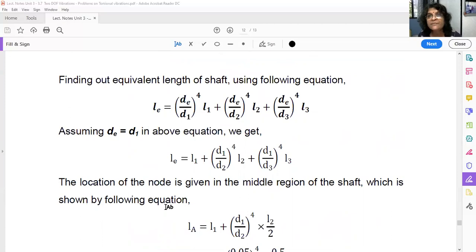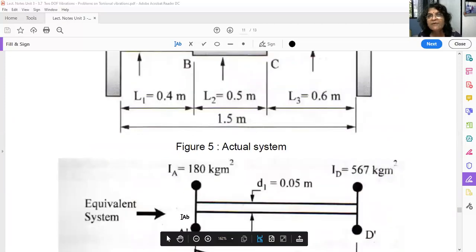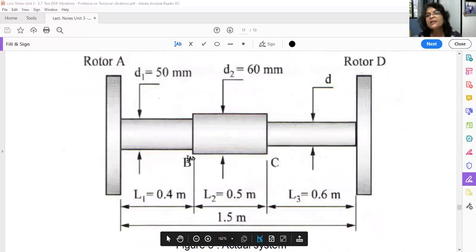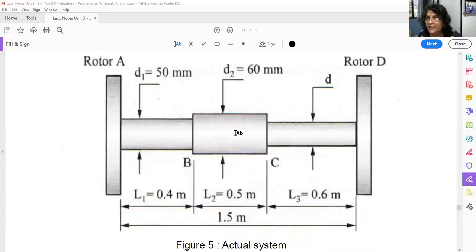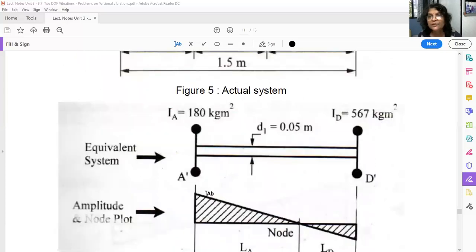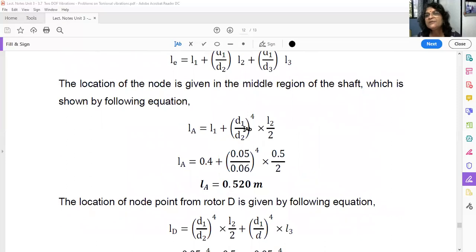How has this come? See from here. You have to use the same formula of equivalent length. LE is equal to, but now I have to consider only up to LA. So LA is equal to, what's the first term? DE upon D1 raised to 4. Here DE is equal to D1, so D1 upon D1 raised to 4 means 1 into L1, so only L1 remains. Plus, what is the second term? DE upon D2 raised to 4, but DE is D1. So D1 upon D2 raised to 4 into half of this length, L2 by 2. Understood? So we have written LA is equal to L1 plus D1 upon D2 raised to 4 into L2 by 2.